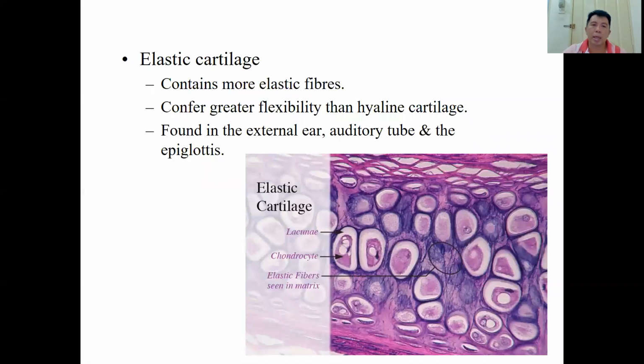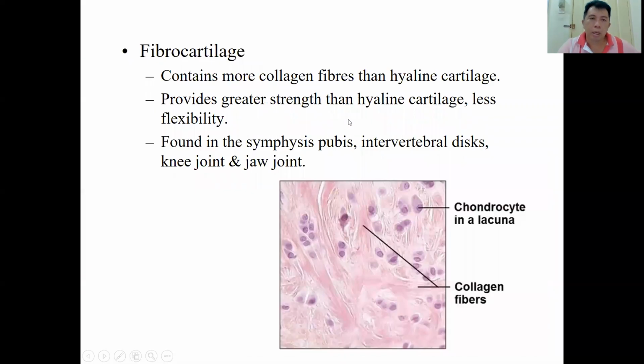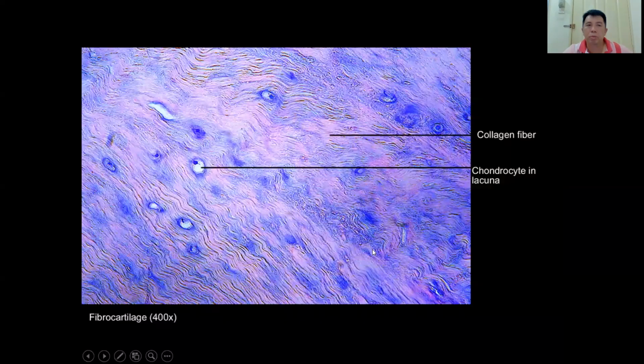Elastic cartilage contains more elastic fibers, which confer greater flexibility than hyaline cartilage. Because it has more elastic fibers, you can see a lot of them here. Fibrocartilage has more collagen fibers than hyaline cartilage, so it provides greater strength and less flexibility. It is found in the symphysis pubis, intervertebral disc, knee joint, and jaw joint. You see a lot of collagen fibers.